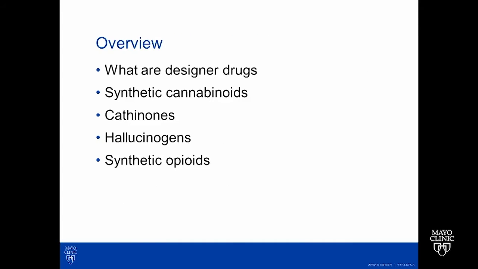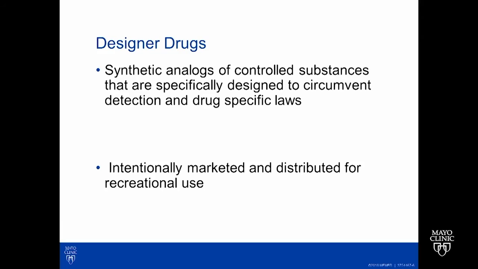So we'll talk about what are designer drugs, we'll talk about synthetic cannabinoids, cathinones, synthetic hallucinogens to be specific, and synthetic opioids. Very briefly about synthetic opioids. So what are designer drugs? So these are synthetic analogs of controlled substances.